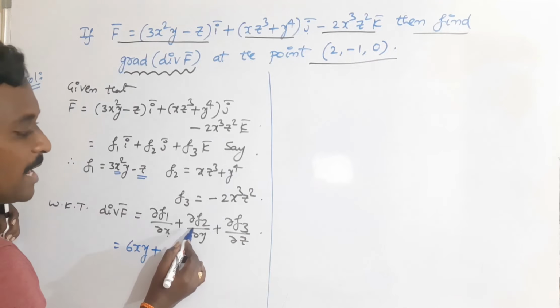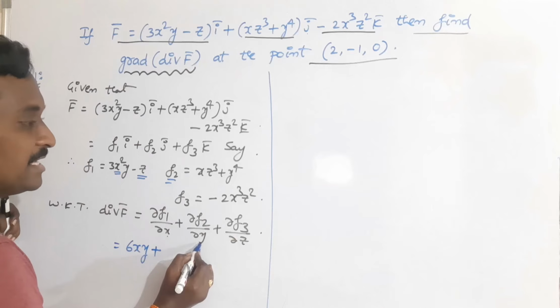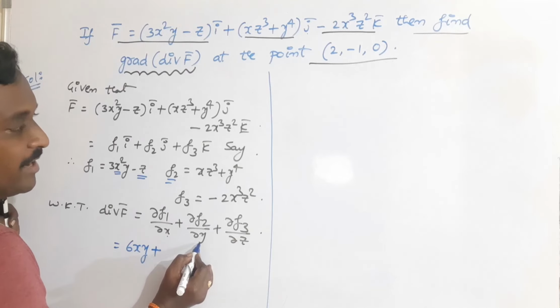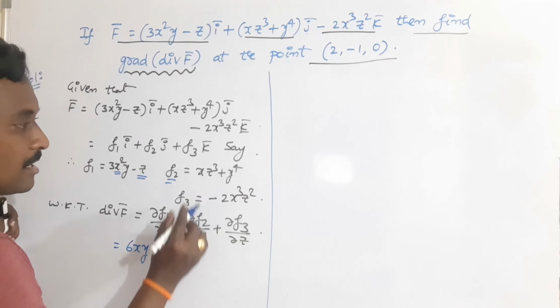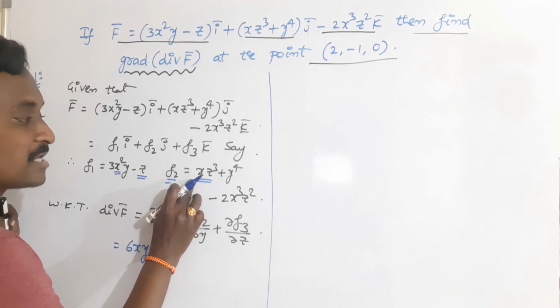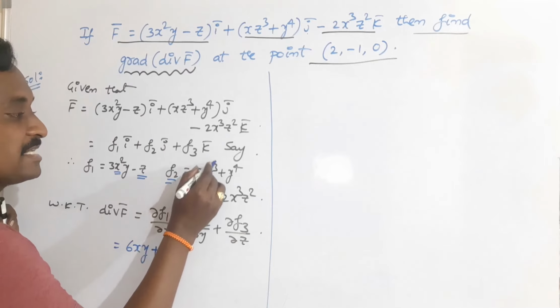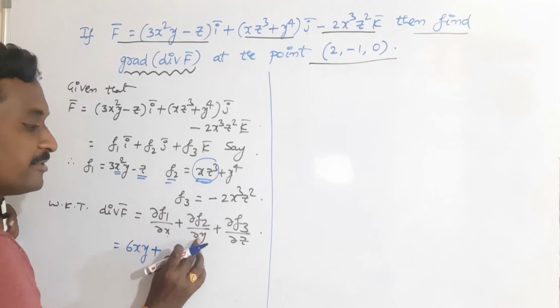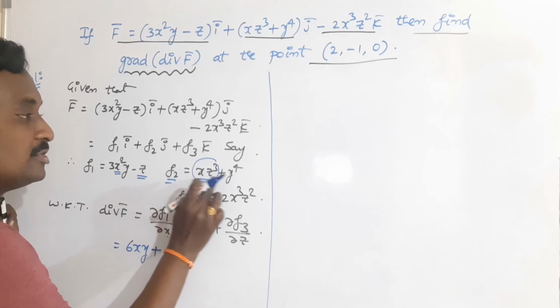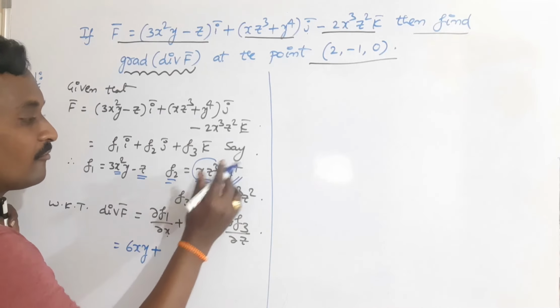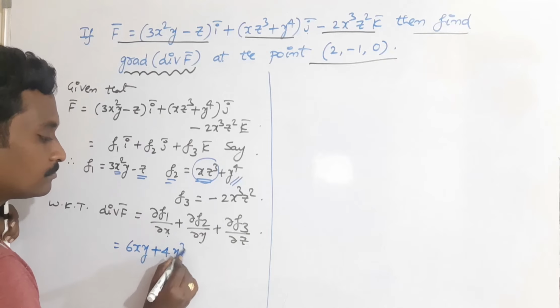Now we have to find out the partial differentiation of f2 with respect to y. In this case, only y terms are variables, remaining are all constants. So xz cube does not contain any y. That's why it is completely constant. Its partial derivative with respect to y is 0. So 0 plus the derivative of y power 4, which is 4y cube.